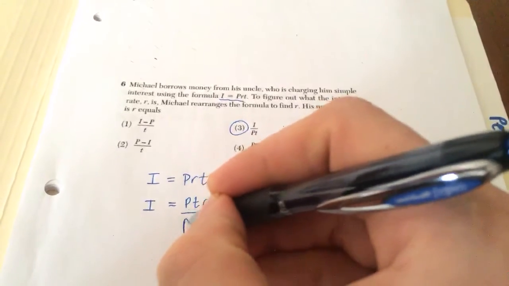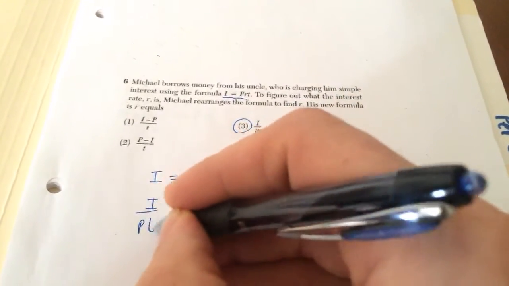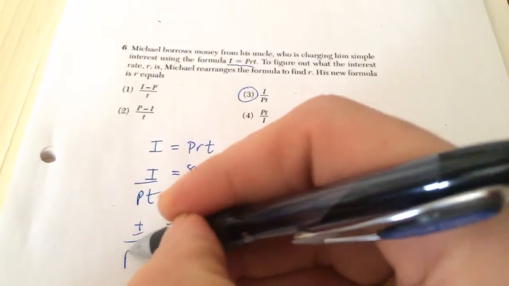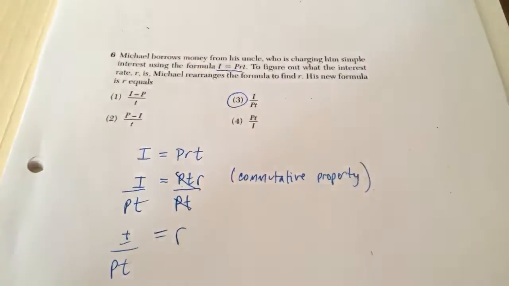So what I'm going to do is divide both sides by PT. And you get R equals I over PT, which is choice number 3.